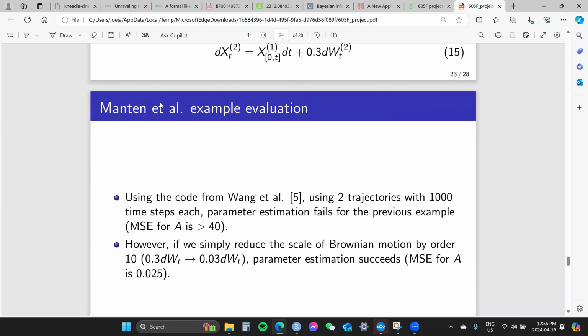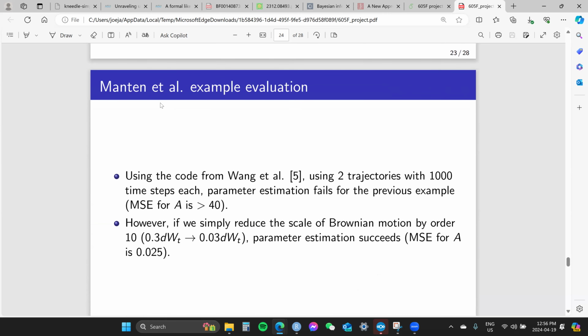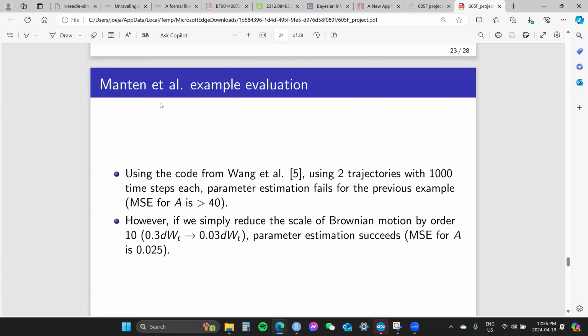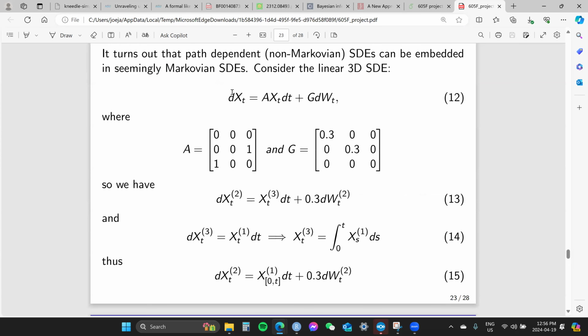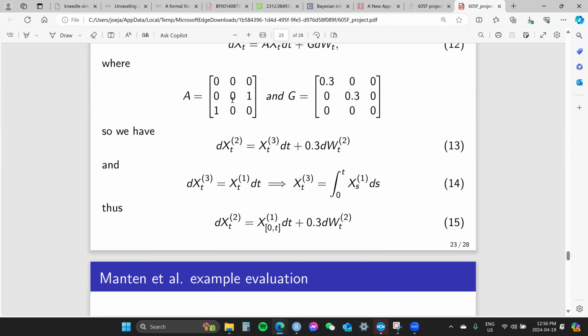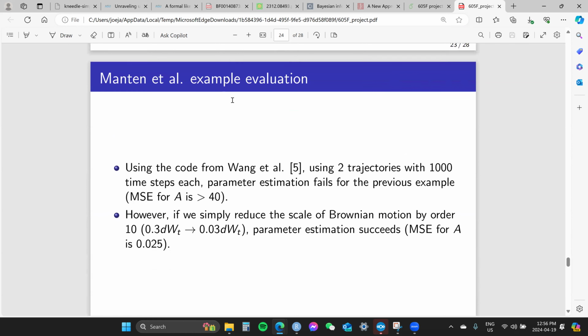And then I was curious because we actually were able to get the code from Wang's paper, the generator identification paper. Because I can play around with dimensions, I could actually input this example, because this equation 12 coincides with the additive noise model with just 3 dimensions. So I just inputted this and I was curious how well parameter estimation would do.